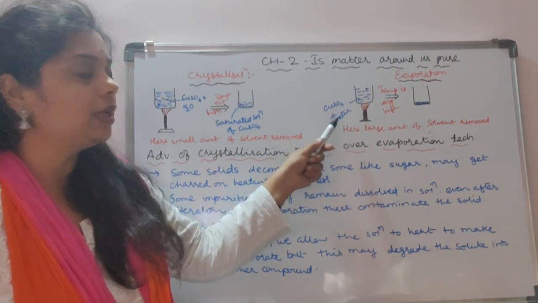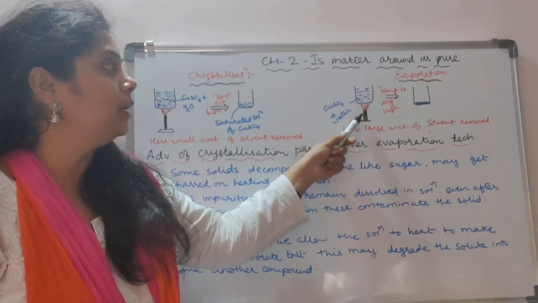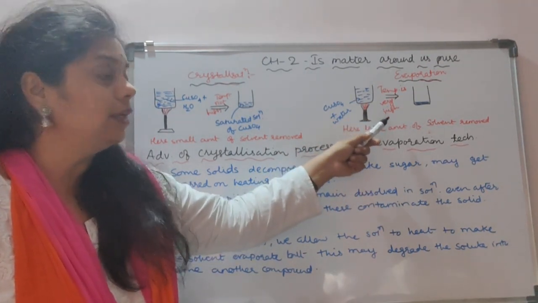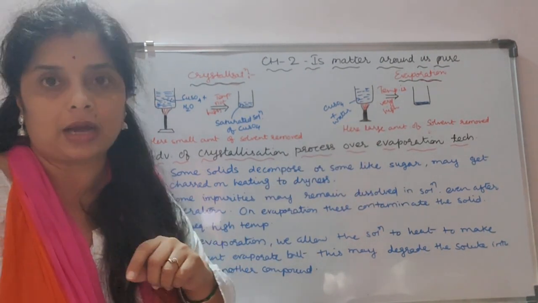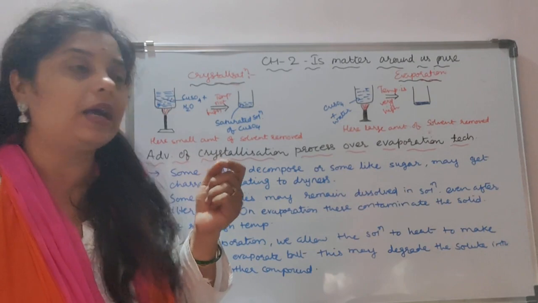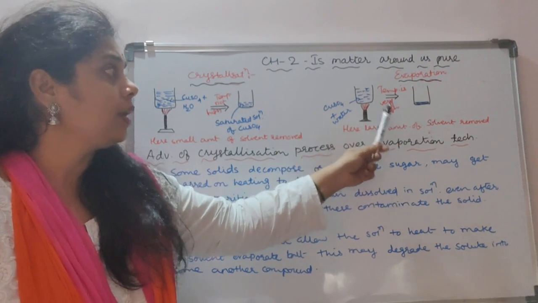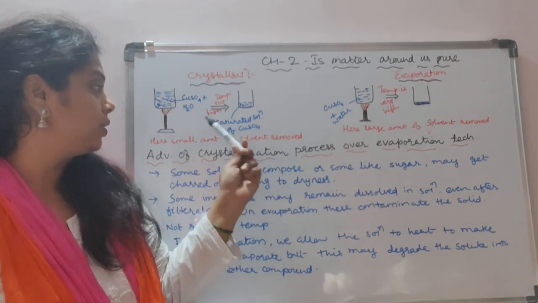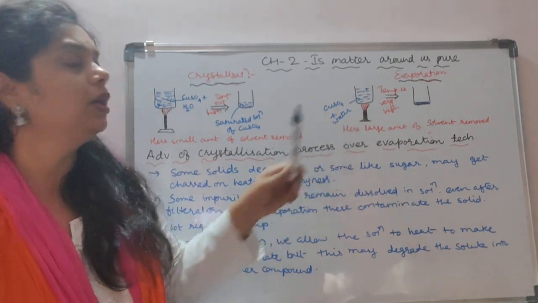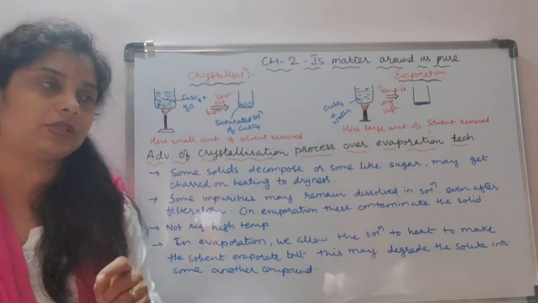Now in evaporation, what happens? Again, we dissolve impure CuSO4 in water, and we give continuous heat through the Bunsen burner. Here the temperature required is very high, because we have to remove most of the solvent, and only very few parts of solute are left. In crystallization, the amount of solvent we remove is quite small compared to evaporation. Now we are going to see the advantages of crystallization.